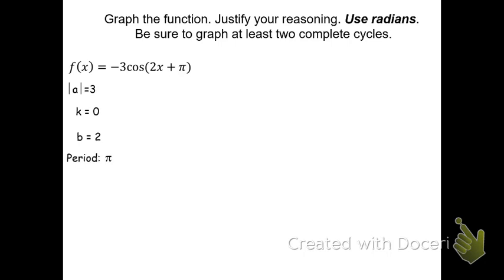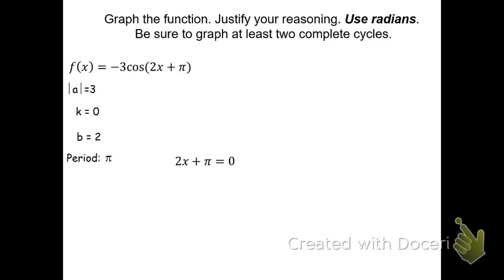But the horizontal or phase shift is going to be a little bit trickier. Again, because the frequency is 2, I can't just look at it. It's not going to be negative pi. Instead, I either set the argument equal to 0 and solve for the phase shift, or I can factor out the 2 from inside that argument.